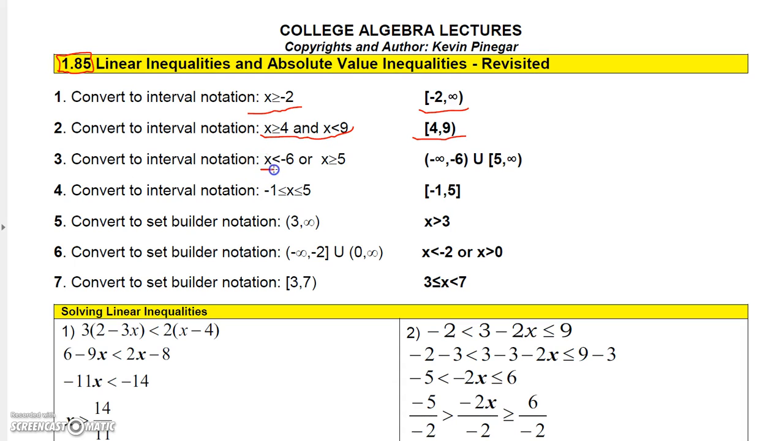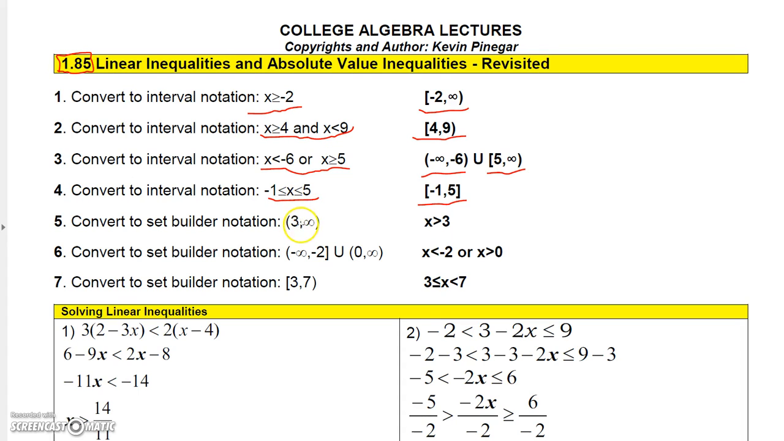Now when you see an OR, it's usually a union of two sets. So it's a set of numbers. Here you've got all the numbers less than -6 plus all the numbers greater than or equal to 5. So that would be this set of numbers plus this set of numbers. And here we're going all the numbers between -1 and 5 inclusive. That means it includes the -1 and it includes the 5. This would be the interval notation for that.